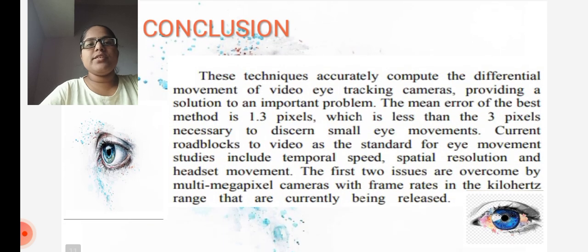The conclusion of this topic: these techniques accurately compute the differential movement of video eye tracking cameras, providing a solution to an important problem. The mean error of the best method is 1.3 pixels, which is less than the 3 pixels necessary to discern small eye movements. Current roadblocks to video as a standard for eye movement studies include temporal speed, spatial resolution, and headset movement. The first two issues are overcome by multi-megapixel cameras with frame rates in the kilohertz range that are currently being released.